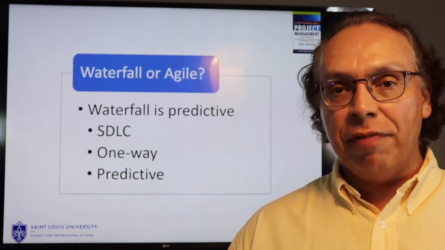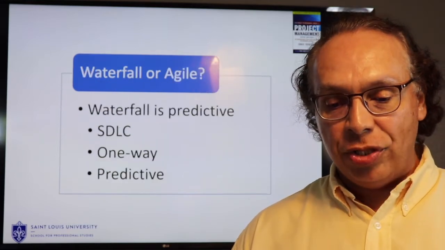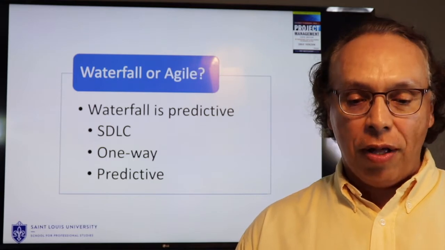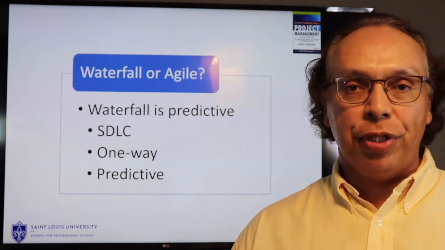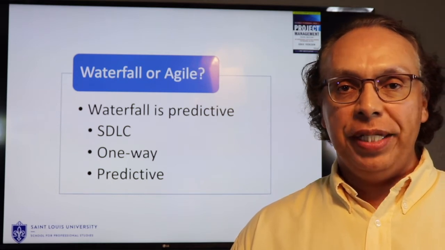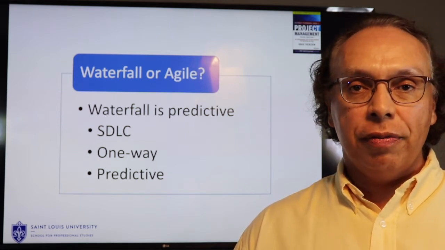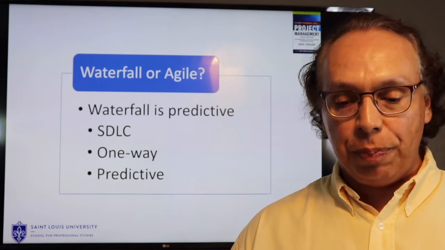Now let's address the elephant in the room, waterfall or agile. We know that waterfall is a predictive methodology where we're basically trying to predict the outcome: what is going to be the date that we're done, what is the amount of money that we're going to spend?